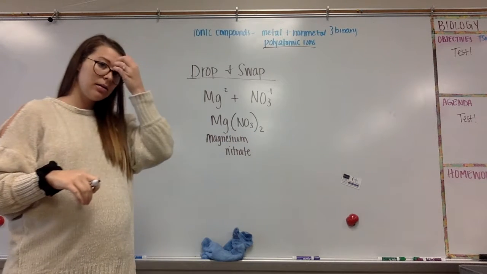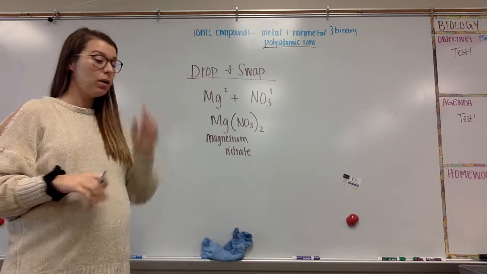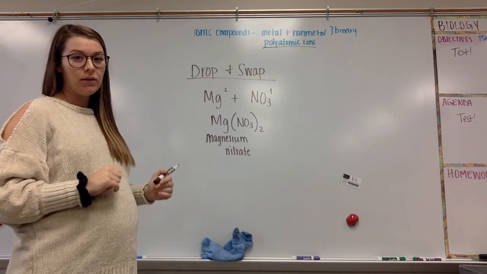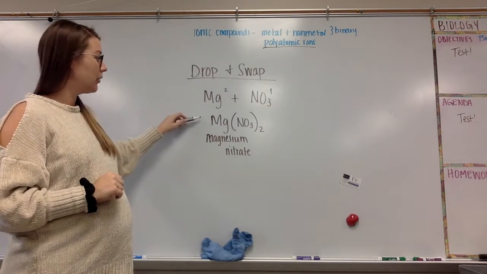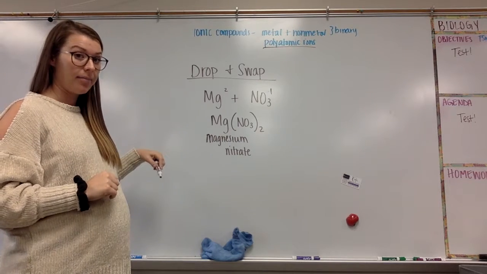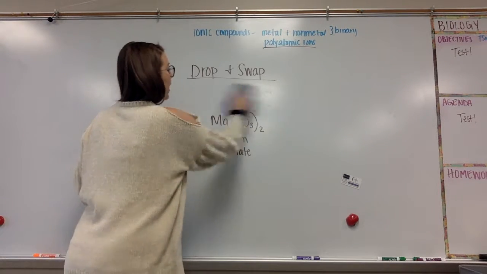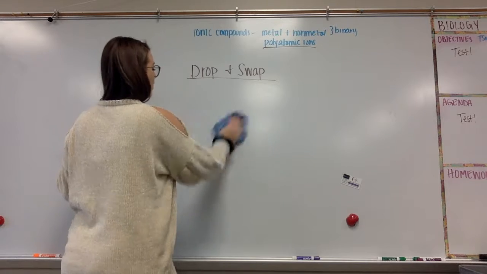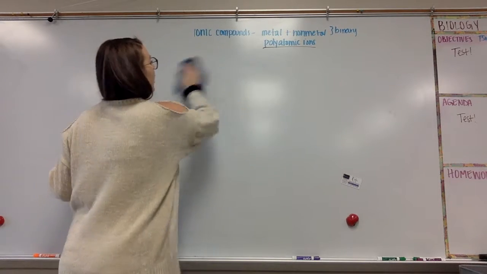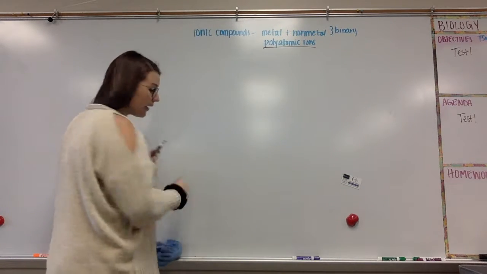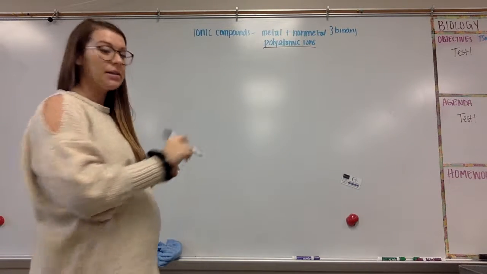All right? So that's involving polyatomic ions, writing formulas, and then naming them. Dropping and swapping. All right. Then the very last thing that I want to go over is transition metals.